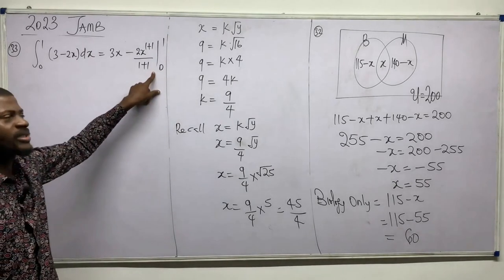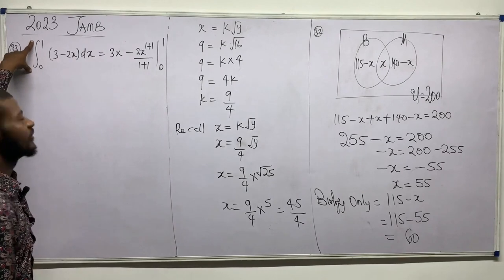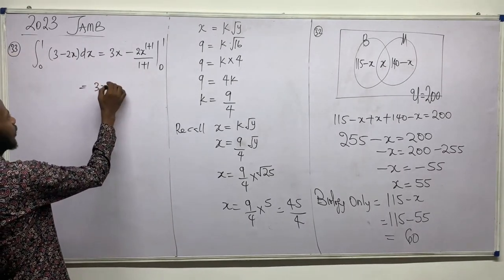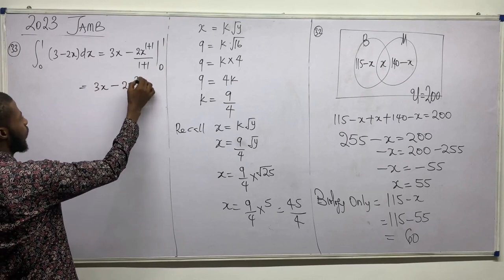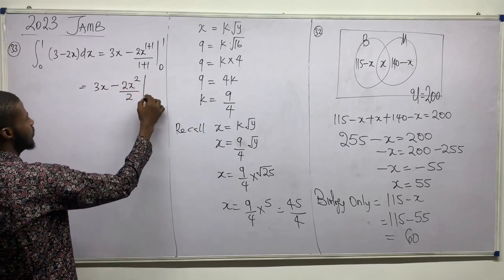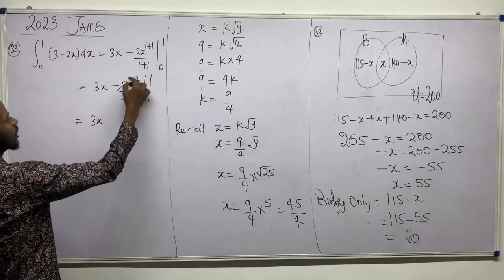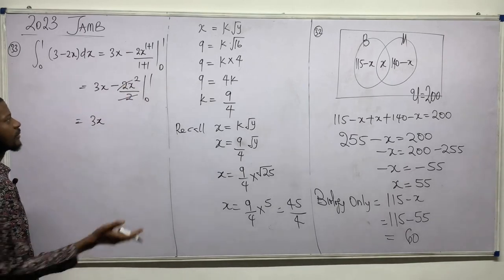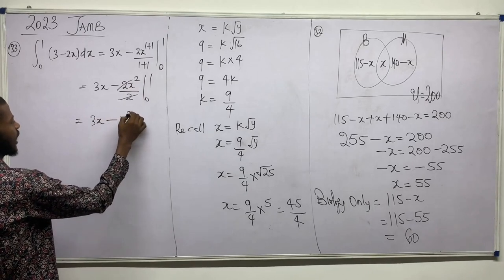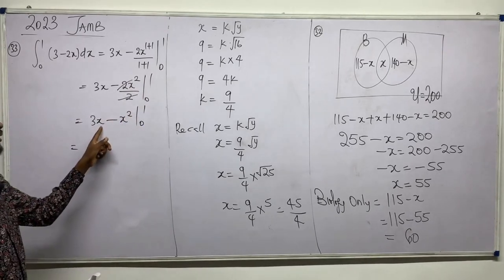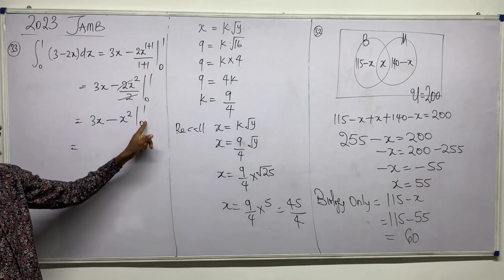Remember, I did not put the constant here because this is a definite integral. Now, this is 3x minus 2x squared over 2, from 0 to 1. And this is 3x. If 2 takes away 2, it's gone, right? So what will be remaining? Minus x squared from 0 to 1.